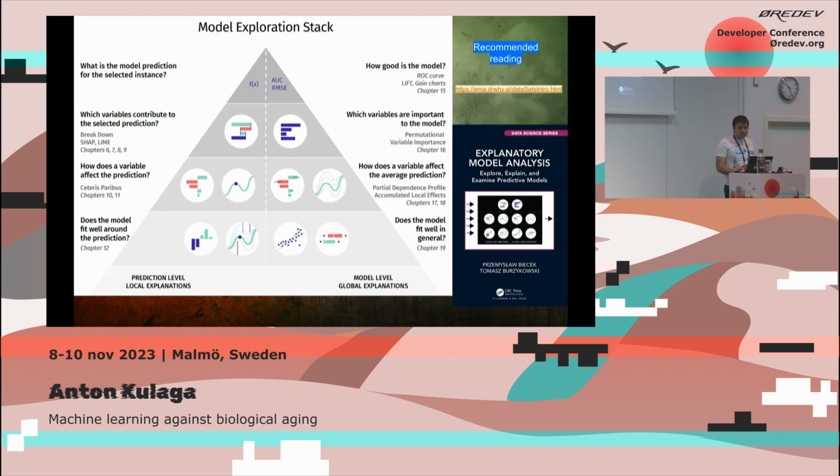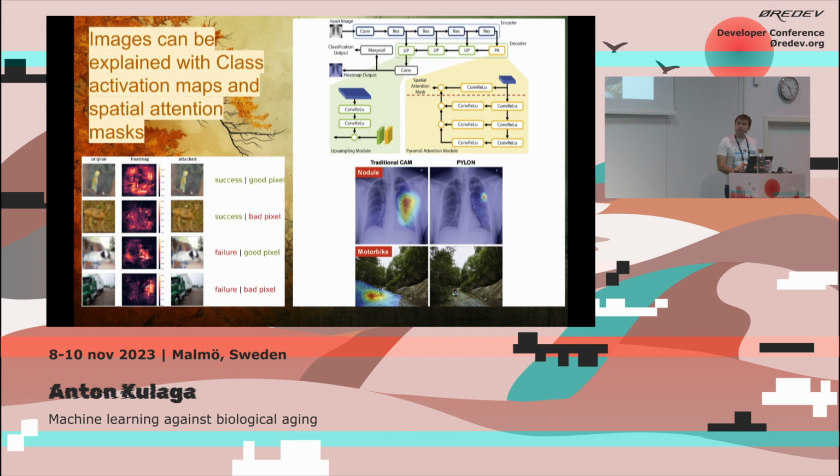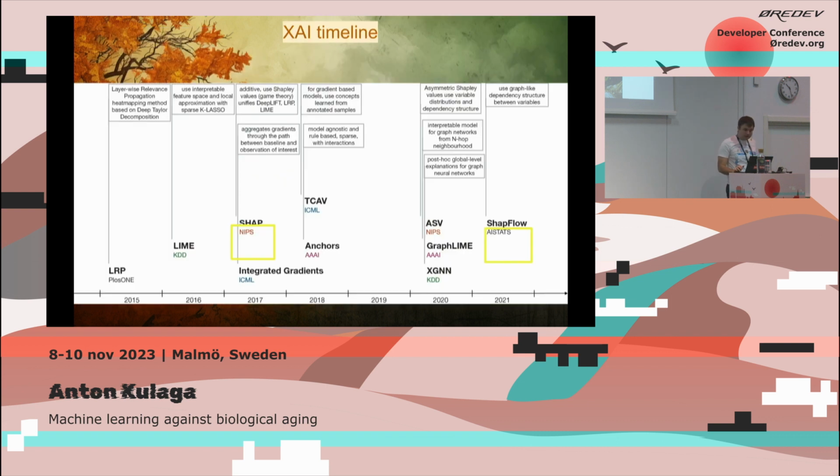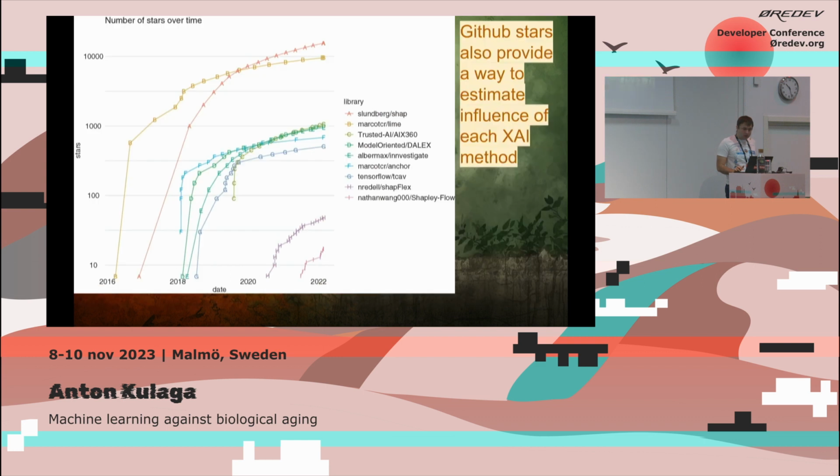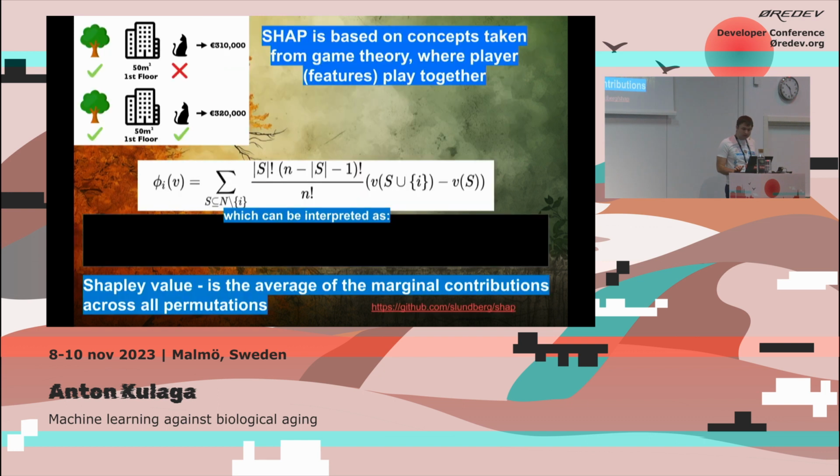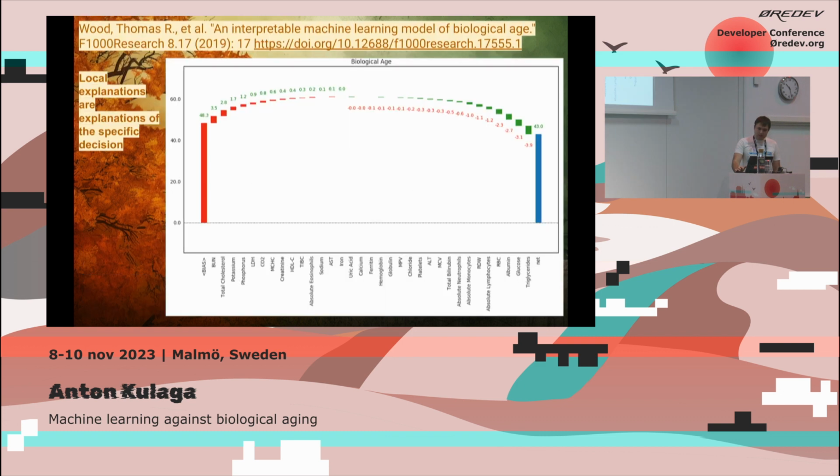So there are many different ways and technologies to do it. Here is the whole stack that you can check. For images, explainable models, for example, can highlight that, okay, we predict that there is a problem, here is the region, so you can look closer at what to change and where things are located. Here are some popular technologies available, and here is one that became really popular recently. And the one that I used a lot was Shapley additive explanations.